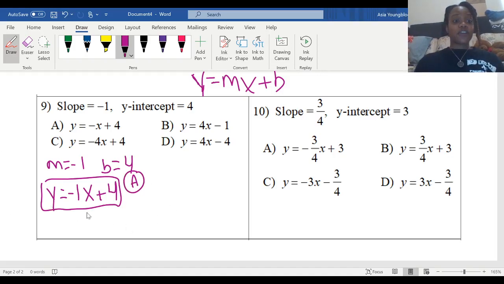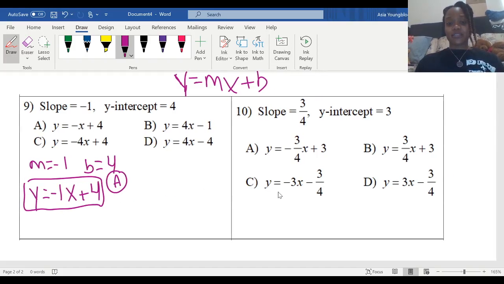So that's literally all you need to write for number 9. So you can literally just write the answer. Y equals negative 1x plus 4. But make sure you write some type of reflection.